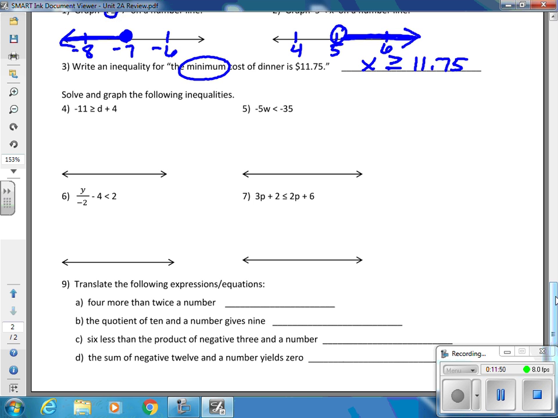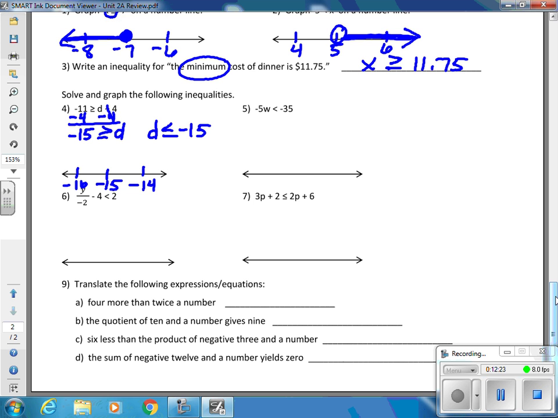So for number 4, to get d by itself, I'm going to subtract 4. Negative 11 minus 4 is negative 15, okay, which is greater or equal to d. Now, if that's all we had to do was solve it, you could stop and leave it there, right? But because we're going to turn around and graph it, my recommendation to you is that you flip the sign and the variable around. So the variable's on the left, the negative 15 is on the right, and instead of saying greater or equal to, the sign should now say less than or equal to. That's going to ensure that your graph is going to come out good. So you need negative 15, you need negative 16 below it, and negative 14 above it.